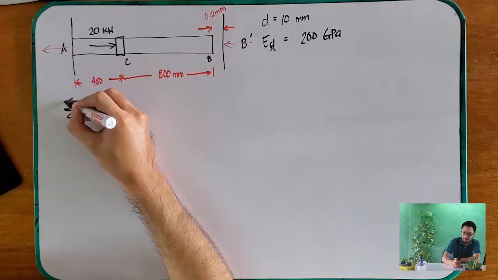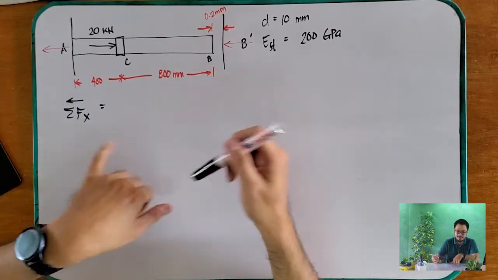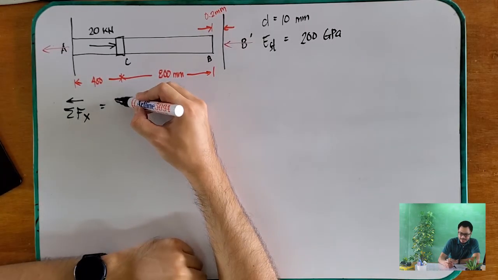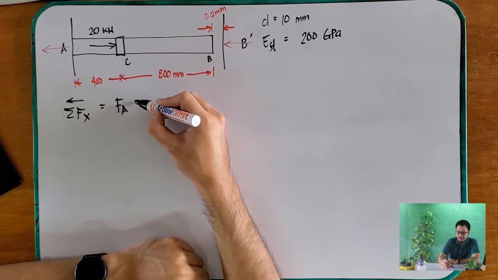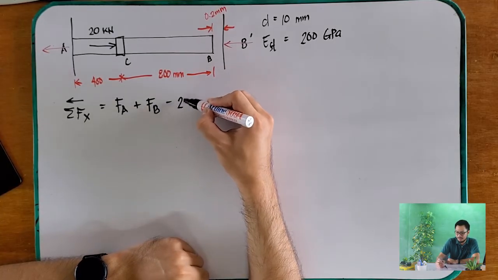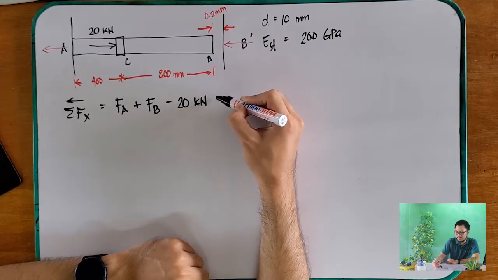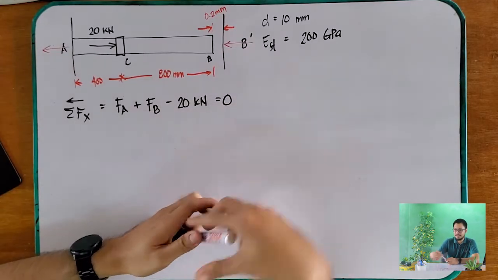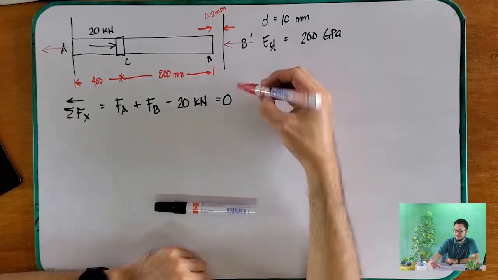So, let us just change the assumption sa atong direction kay para mapositive ang atong A ug B. Ito na lang i-go to the left. This is equal to FA plus FB minus 20 kilonewtons is equal to 0. And this is your first equation.